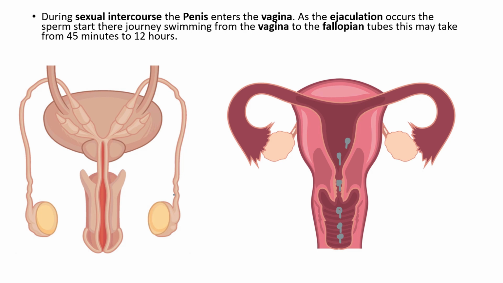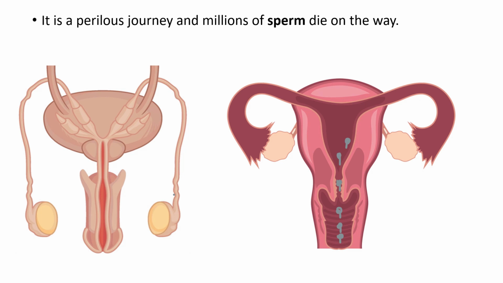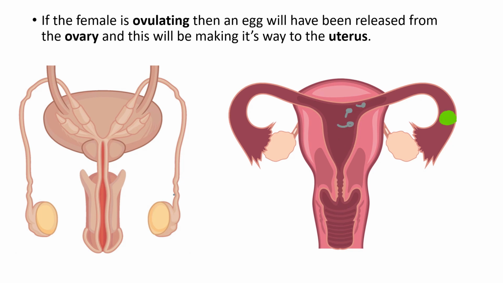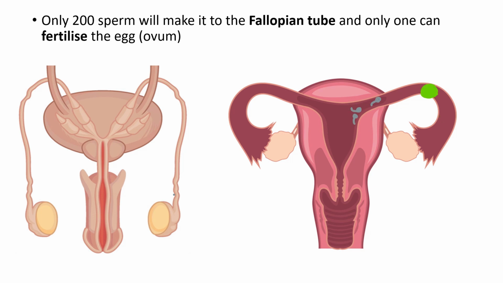The journey to the fallopian tubes may take from 45 minutes up to 12 hours. It's a perilous journey and millions of sperm die on the way. You can see here, half of them have died. In fact, if the female is ovulating, then an egg will have been released from the ovary and this will be making its way to the uterus. Only a small number of sperm make it to the fallopian tube and only one can fertilize the egg, otherwise called the ovum.